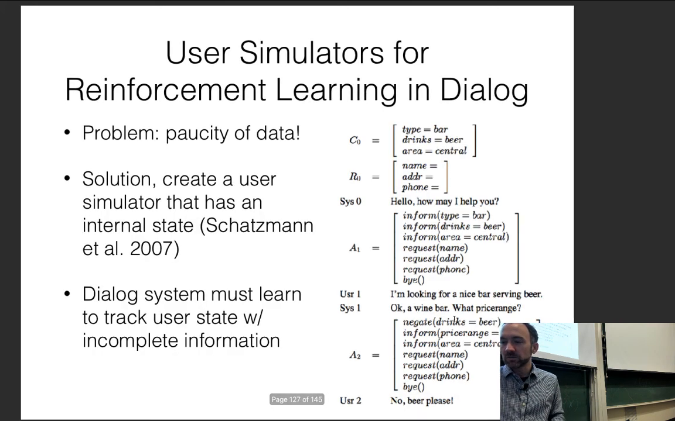So this is an example. You set up the intention, like bar, beer, central, and then the agent has information. The agent asks, hello, may I help you? And then the user simulator has an intent, and you generate the utterance based on the intent.